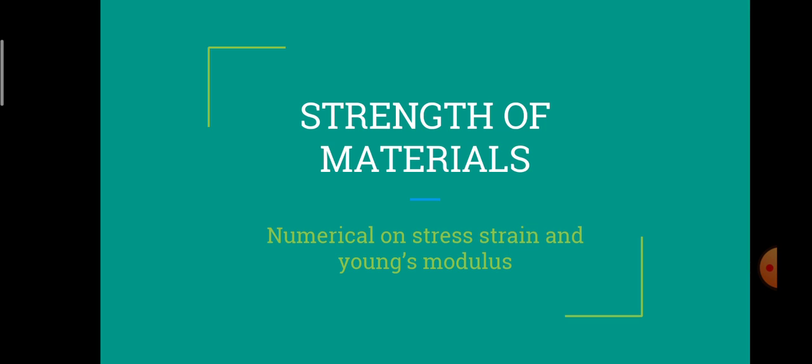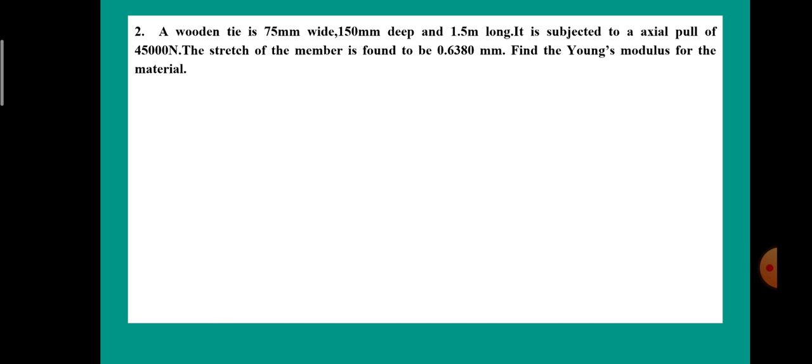So today I'll be discussing one more numerical on stress, strain and Young's modulus concept. I have taken a numerical as a wood tie which is 75 mm wide, 150 mm deep and 1.5 meter long. So this is a wooden tie wherein the length is equal to 1.5 meter, width equal to 75 mm, and depth is equal to 150 mm.